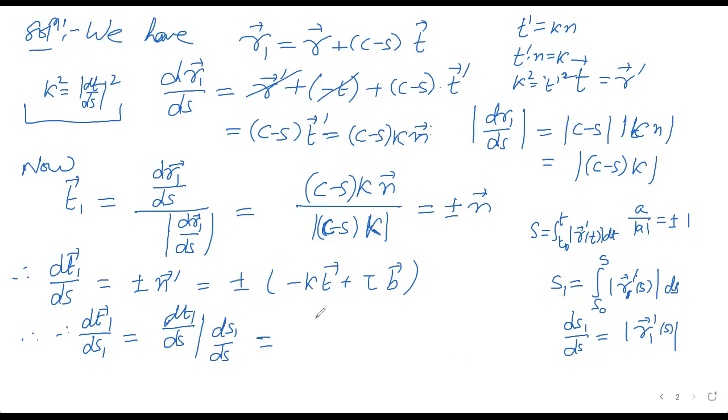So this can be written as dt1 over ds upon mod of dr1, r1 dash is how much, mod of dr1 over ds.